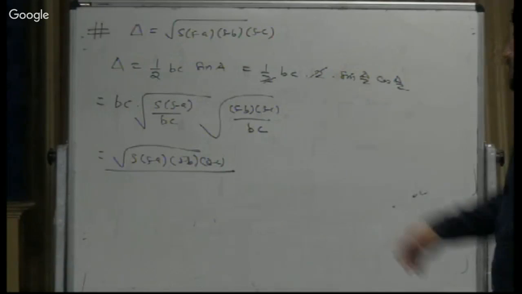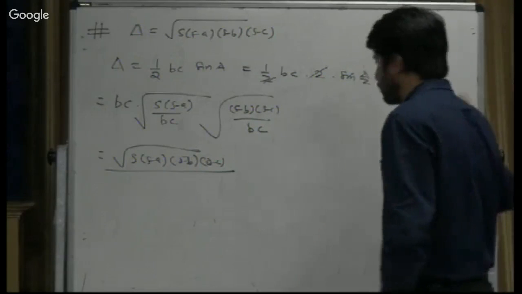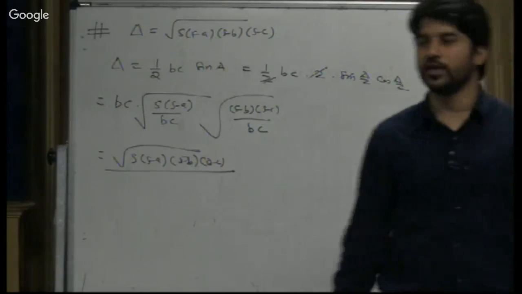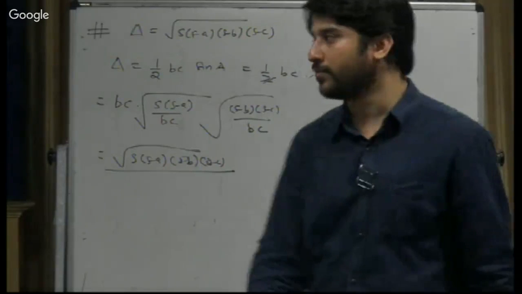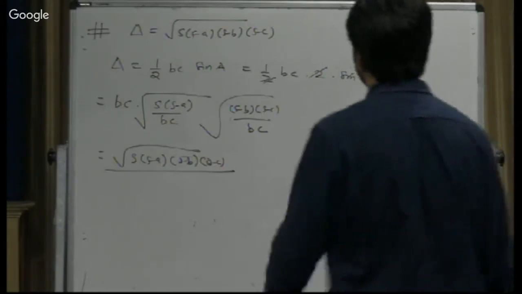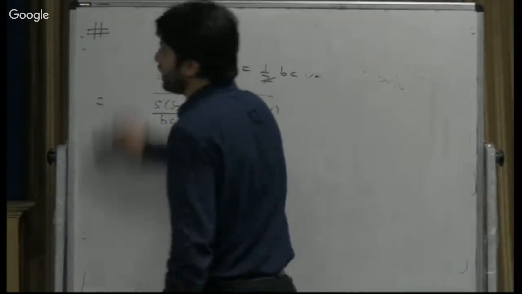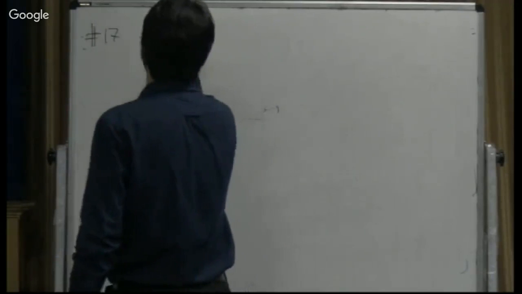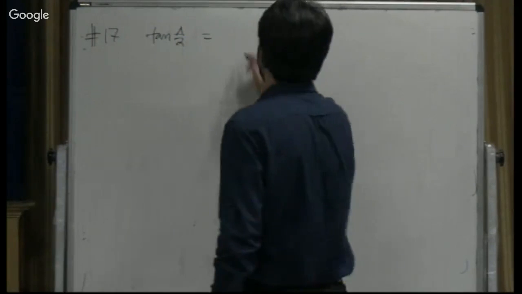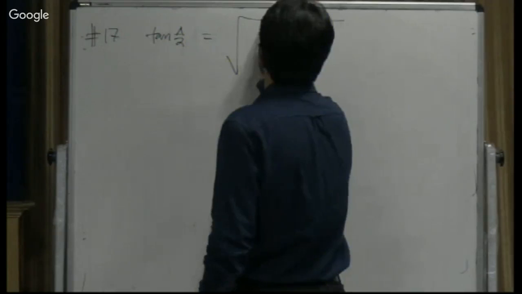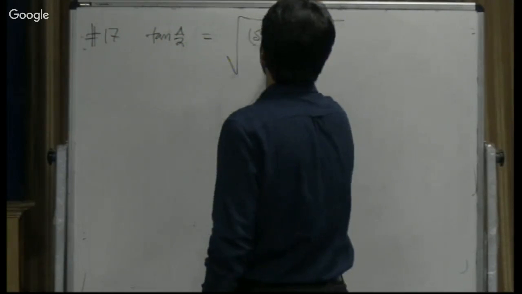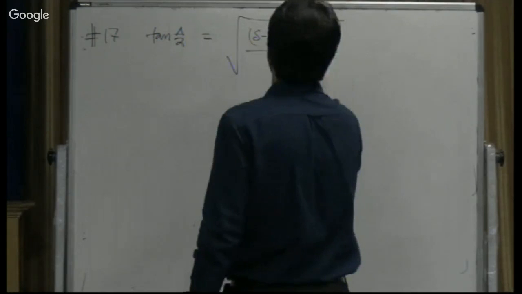This was property 16, right? So sine A by 2 done, cos A by 2 done, area is done. Now let's find tan A by 2. That is my property 17. Let's see what is tan A by 2. Property 17 talks about tan A by 2, which is basically under root S minus B into S minus C upon S into S minus A.